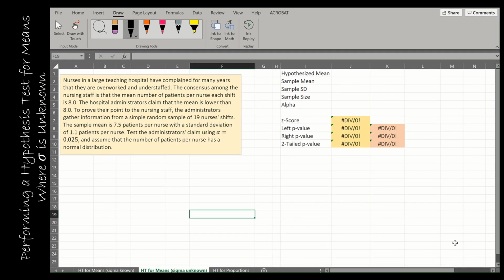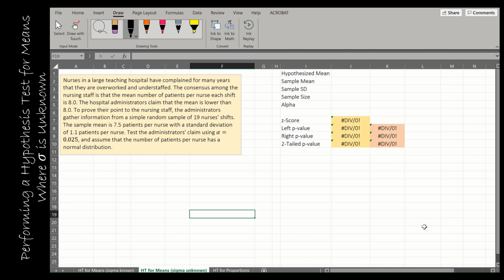Let's take a look now at a different test. This is still a hypothesis test, but this is for means with sigma unknown. In the last test, we had a right-tailed test, and in this test, we're actually going to look at a left-tailed test. So let's take a look at the question.